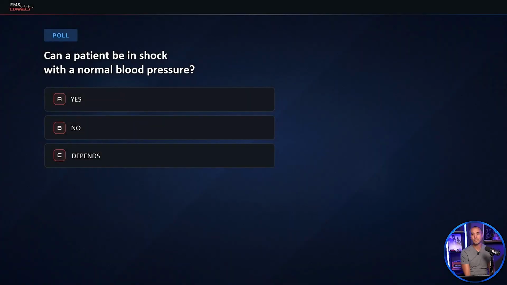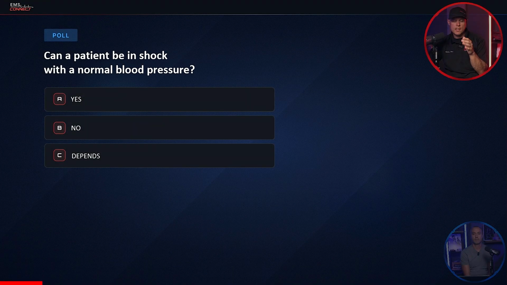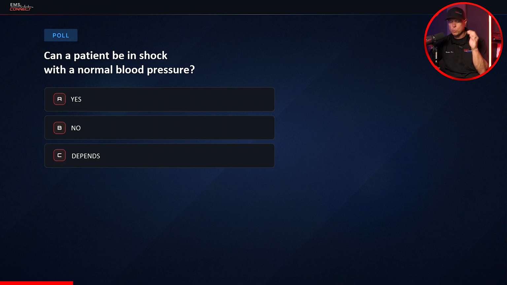All right. So, question one. There isn't a lot of interactive polls with this. We have a lot of case presentations towards the tail end. So lots of interaction, but only a couple here on the poll. So this is just a general poll question. Can a patient be in shock with a normal blood pressure? Yes, no, or just in case you didn't know, depends.